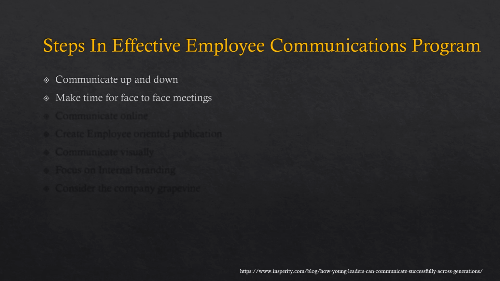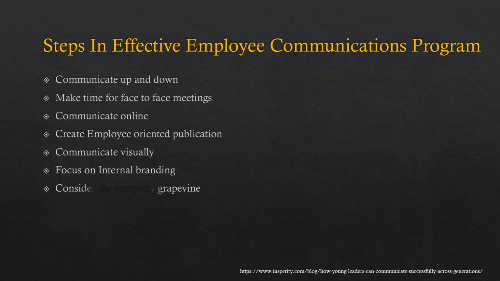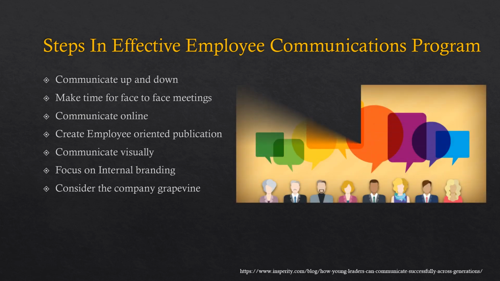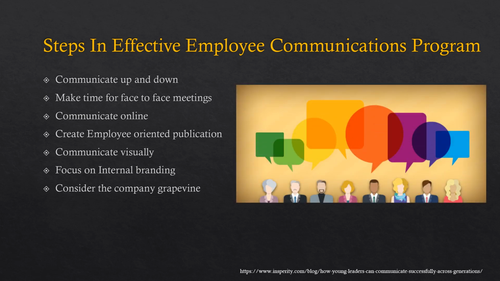Let us now look at the steps in an effective employee communications program. It starts with communicating up and down. The information should flow in both directions. Make time for face-to-face meetings. Face-to-face meetings are very impactful.